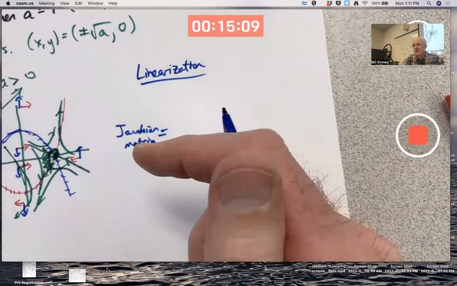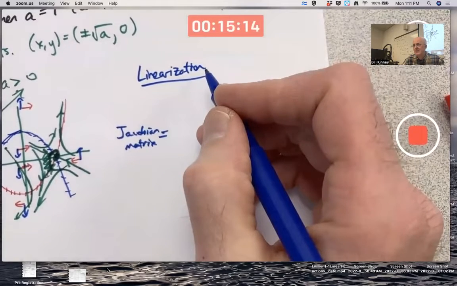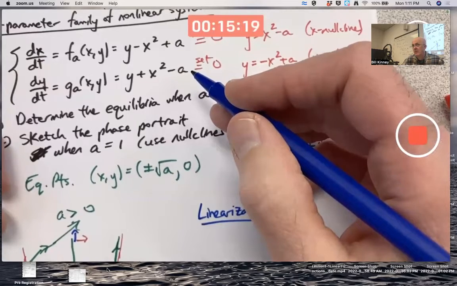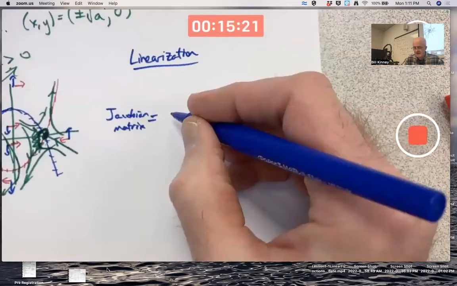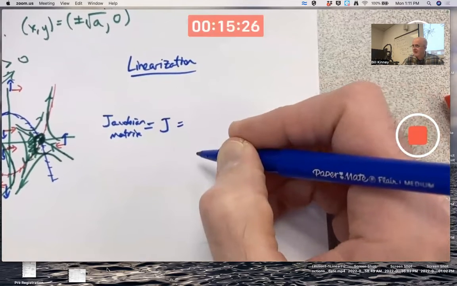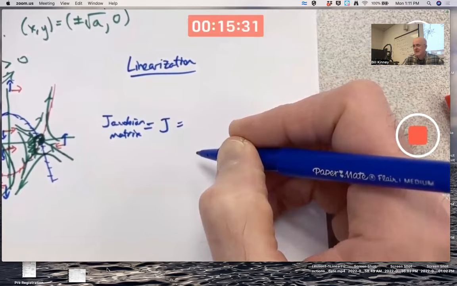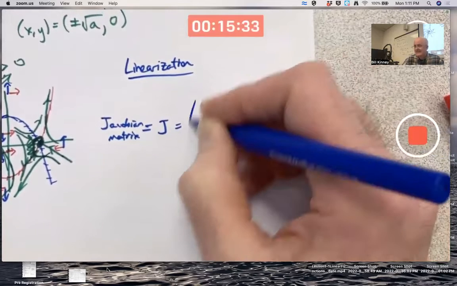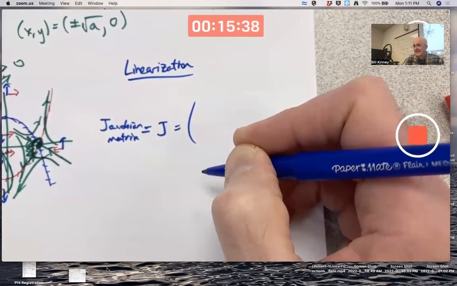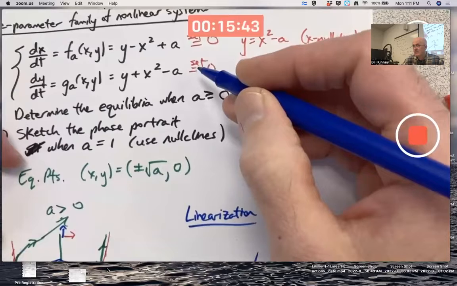Here, the purpose is different. The purpose is to do what's called linearization, to essentially try to approximate this nonlinear system with a linear system near the equilibrium points. I call it J in honor of Jacobi, though other people call it D in honor of derivative. Derivative is not a person's name, but because it is kind of a derivative. It's a matrix whose entries are the partial derivatives of the right-hand side functions with respect to x and y.